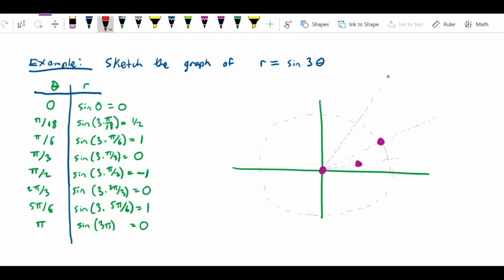Now let's go to the next angle, pi over 3. That's about the angle pi over 3, and when I plug in pi over 3, I get 3 times pi over 3, which is pi, and I know the sine of pi is 0. So that puts me back here.